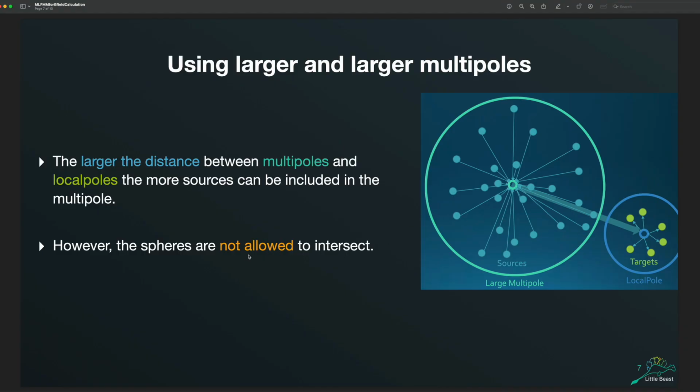It's important to note that these spheres are not allowed to intersect. And the reason for that is that the multipole method is not valid in the region where there's current, as we said before. So if your source is intersecting with your target, that means you're in the current area and the multipole method can no longer be applied.